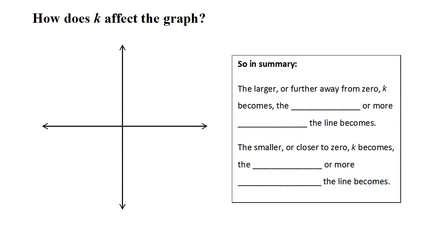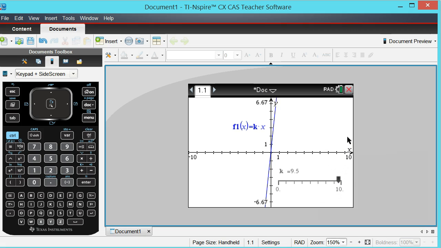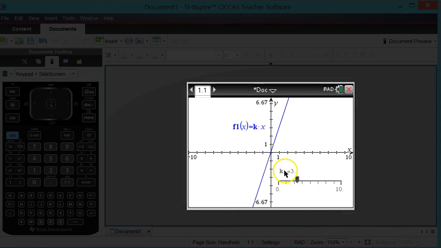Let's look more at that value for k and talk about how that k affects the graph. To help us out here, to illustrate this, I have on my graphing calculator what we call a slider that's currently being animated. So let's look at what we have going on. Here we have our equation, y equals k times x. And if you notice, what this slider is doing is inserting different values for k into our equation. And it's graphing it so we can see how those values of k are affecting the graph.